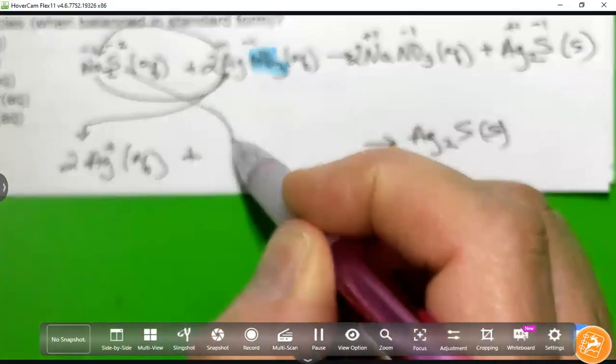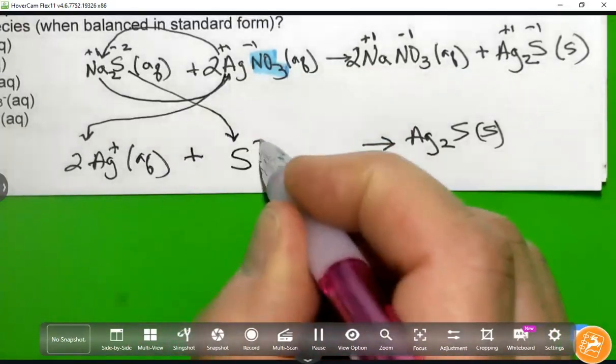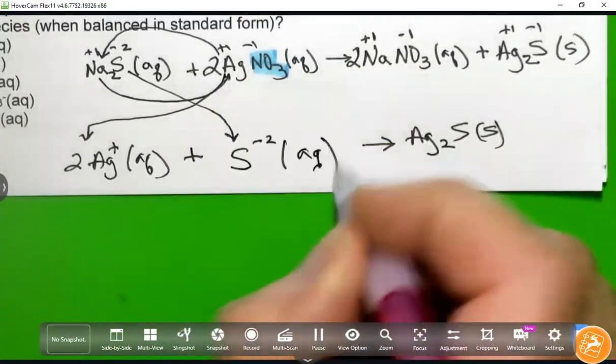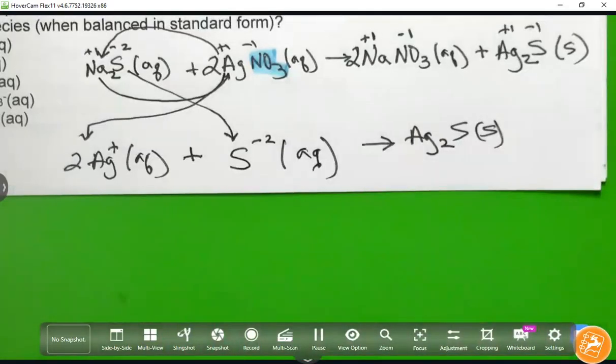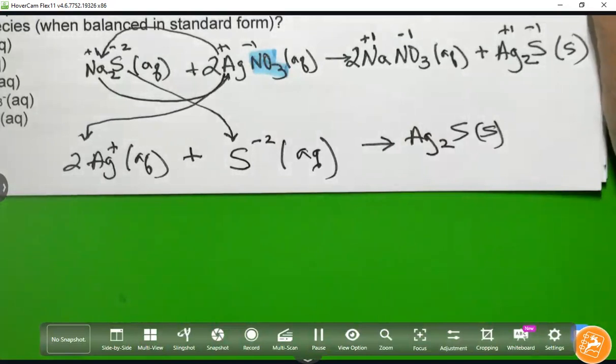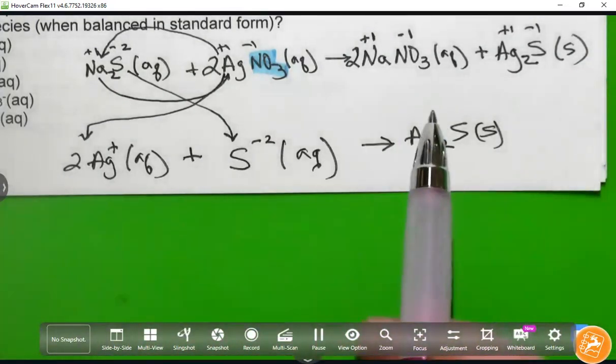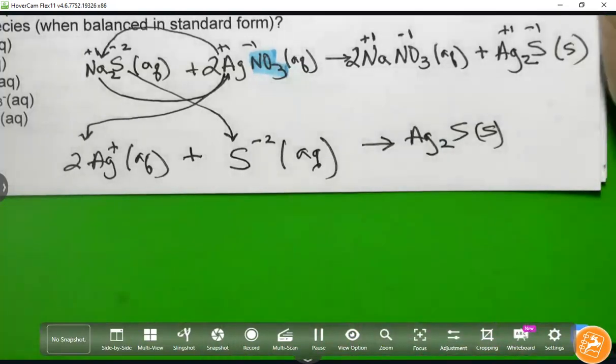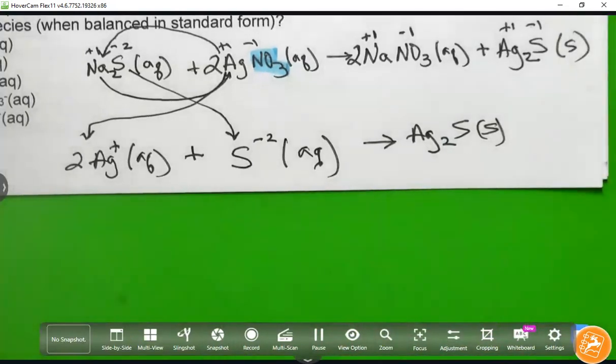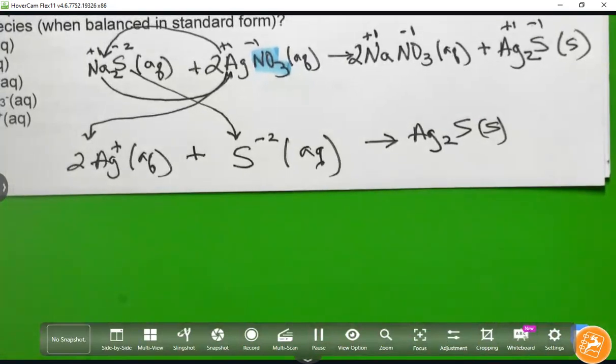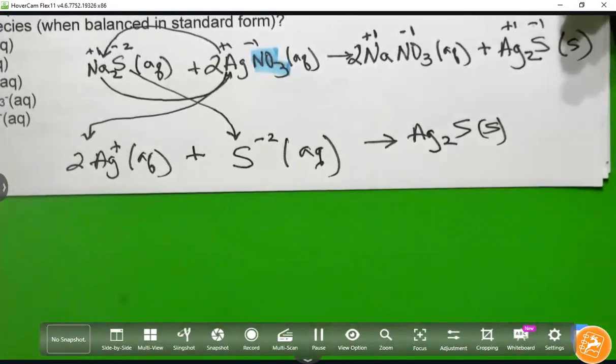Plus this sulfide right here. So there's our net ionic for that. And you're just looking for one of these, right? You're just looking for one of those. Okay, let's see.